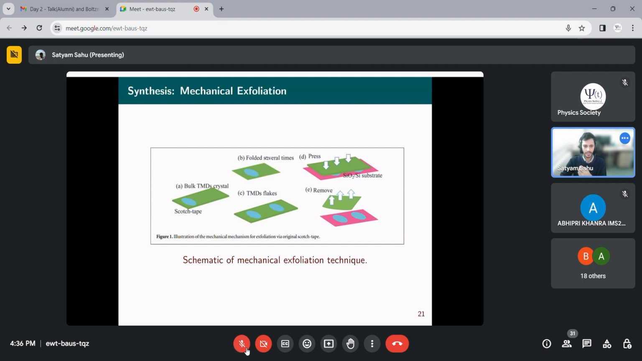Then essentially you fold the tape a few times so that you have a division of the crystal in multiple parts, and finally you press it on the bottom substrate. The substrate is something which you use as a base for putting the materials, and finally when you remove it, you have the nice monolayer flakes.